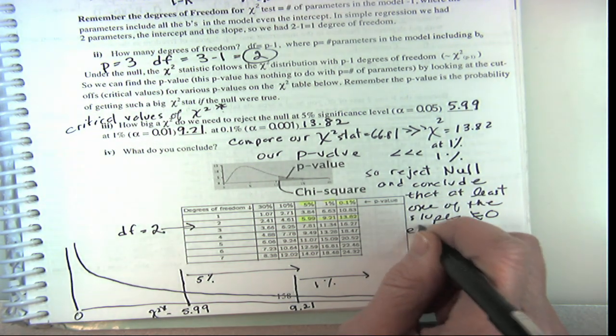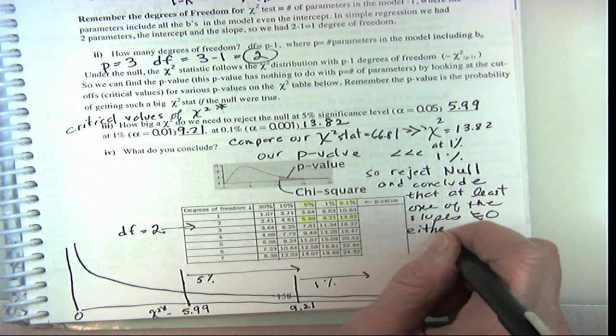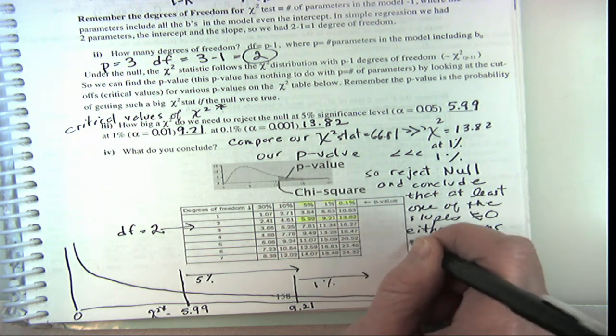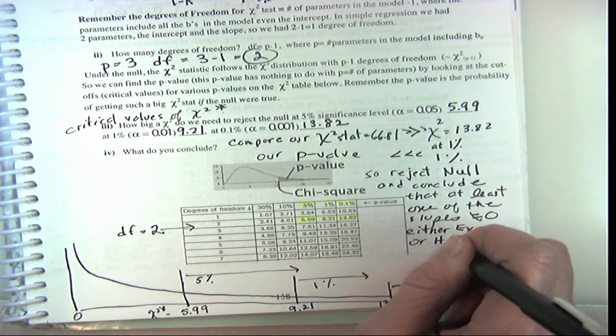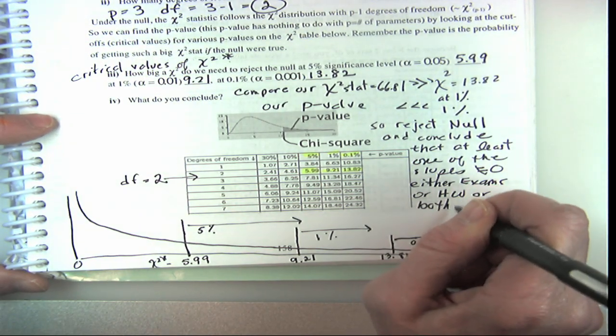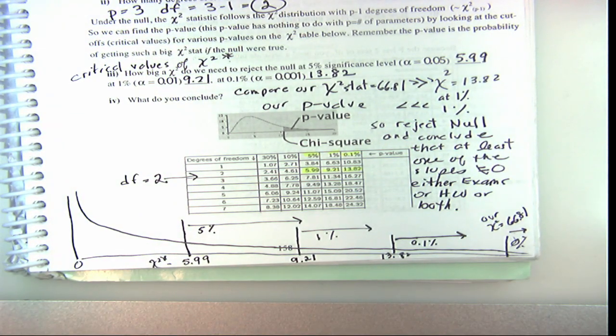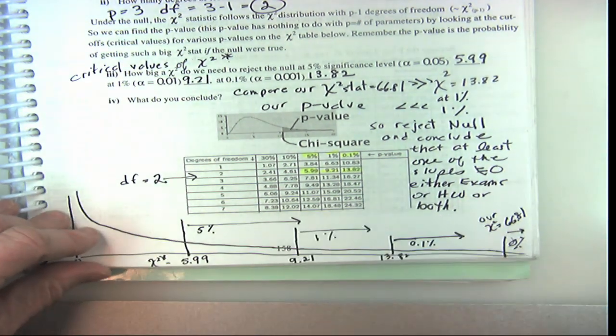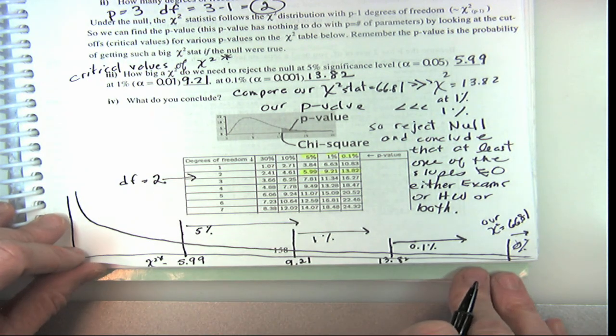It could be either exams or homework, or most likely both. That's what it means. And next time, we're going to look at the individual slopes and how to test them using t-tests or z-tests. But for now, we're looking at the collective effect.